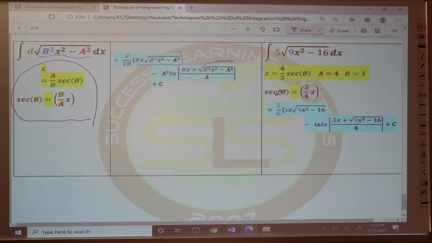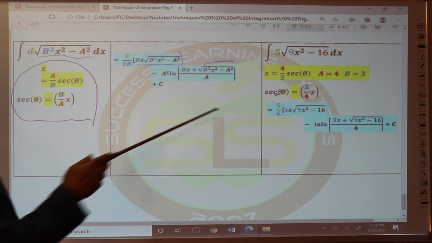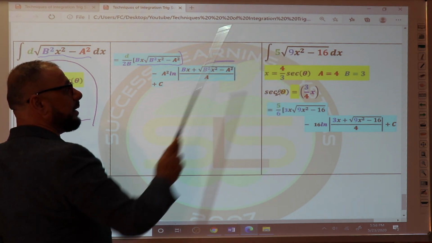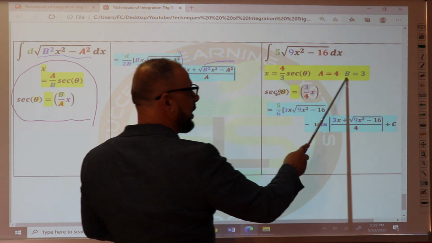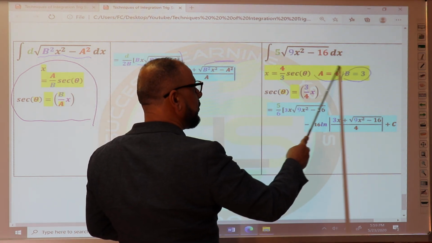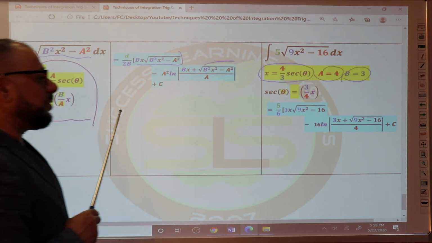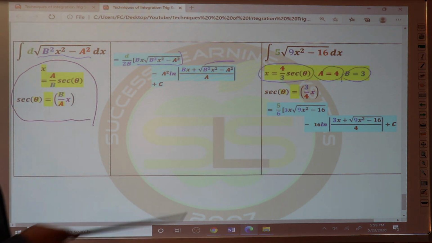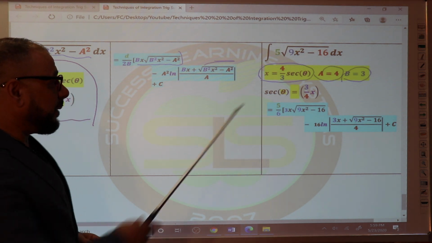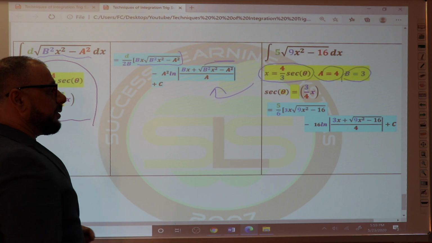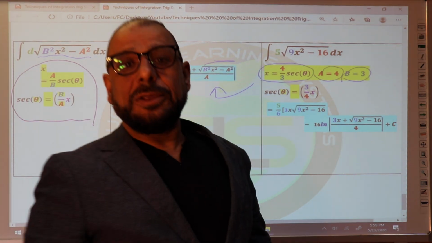And this is an example. D is 5, b squared is 9, which is here, you see that? B is 3, a is 4, and my trig substitution is x equals 4 over 3. Now, apply all these numbers into the formula here.